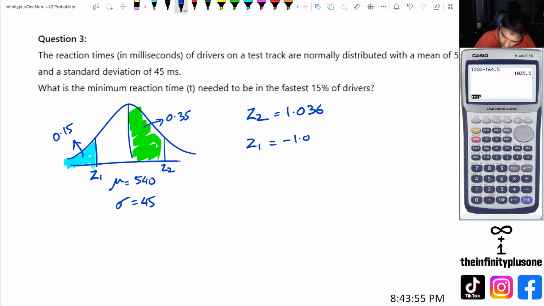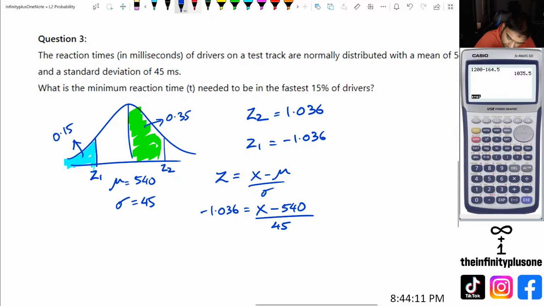Z1 is negative 1.036. So Z equals X minus the mean over standard deviation. Negative 1.036 equals X minus the mean, which is 540, divided by standard deviation, which is 45. So cross multiply. I've got 45 multiplied by negative 1.036 equals X take away 540.